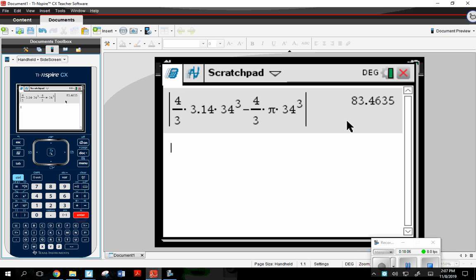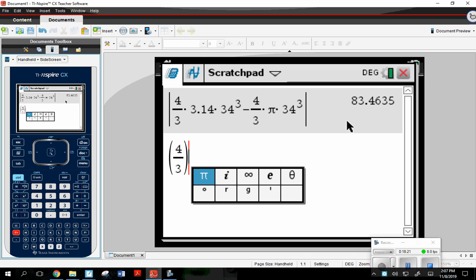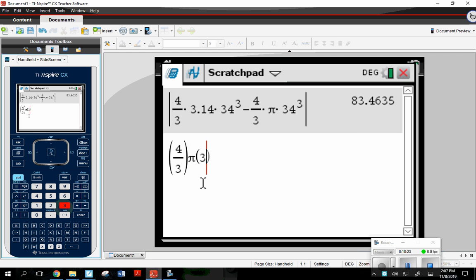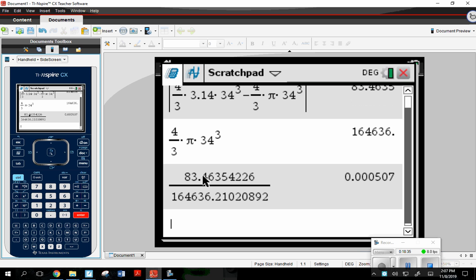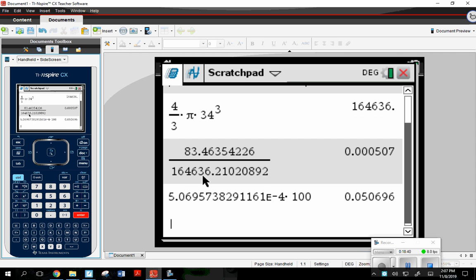So I'm getting this right here, 83.4635. So I want to divide this by, let me just type it in one more time. Control divide, so we got 4 divided by 3. Then we're going to use the approximation for pi, 34 cubed. So I'm going to take this guy right here and divide him by this one right here. And then I want to multiply him by 100.